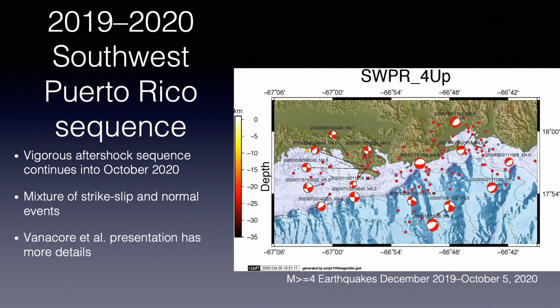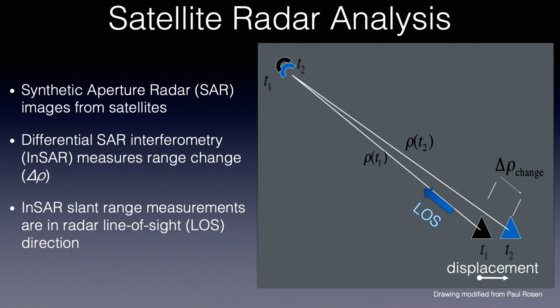After the 6.4, there was a continued aftershock sequence with a very long time history, including events well into the summer and even into this month, with magnitudes up to 5.8, much larger than we would typically see from a typical aftershock sequence. Elizabeth Vanacore's presentation has more details on the seismic sequence.